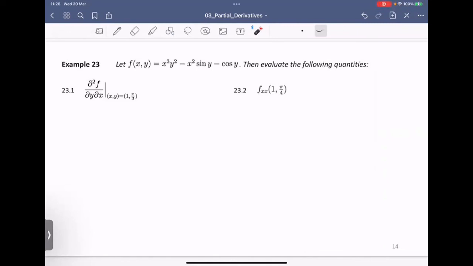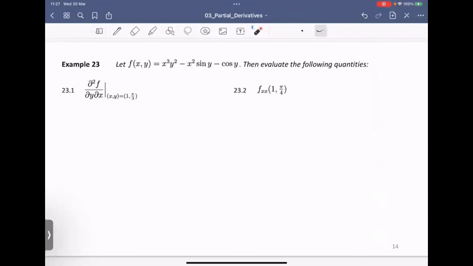All right, so let's look at example 23 here. Any questions, everyone? Anyone? Okay, let me see the chat. Okay, no questions yet. All right, so let's look at the last one together.